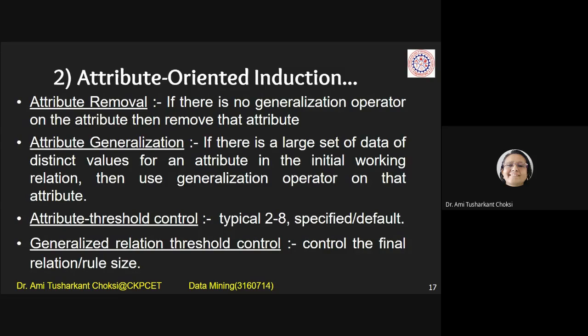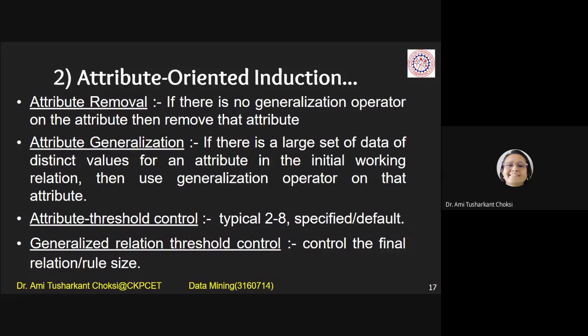Do we remove them from the database? No. We remove them from further processing, right? We remove them from the further processing. We do not delete it from whatever database is available. Fine. Okay.